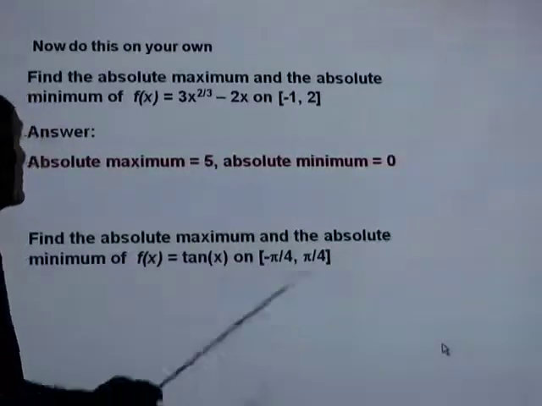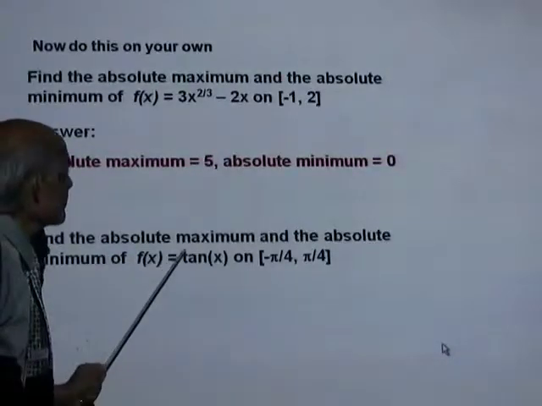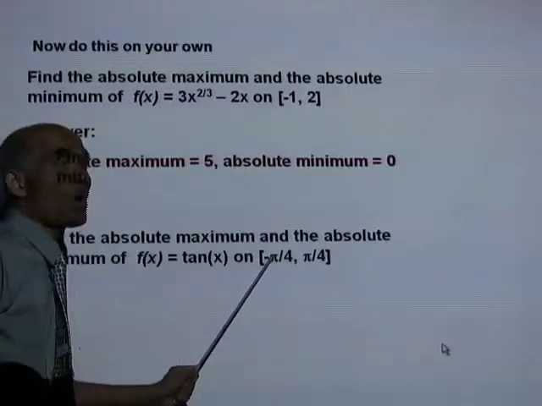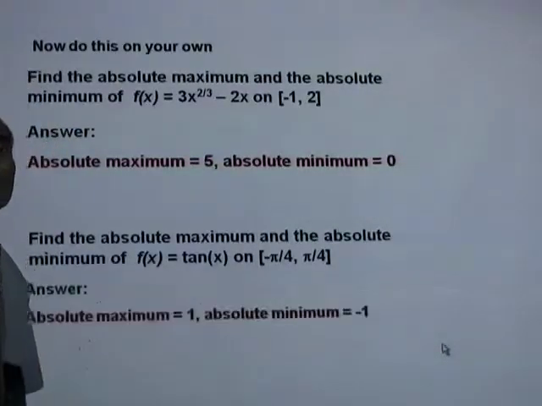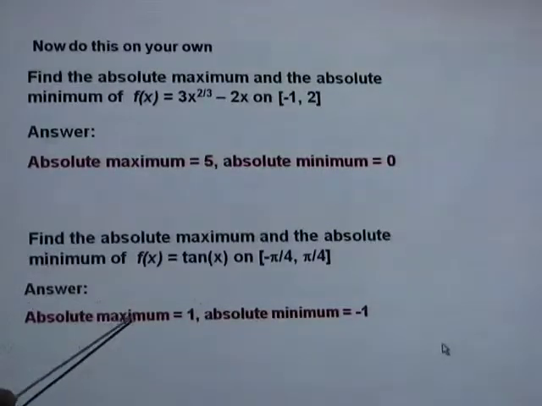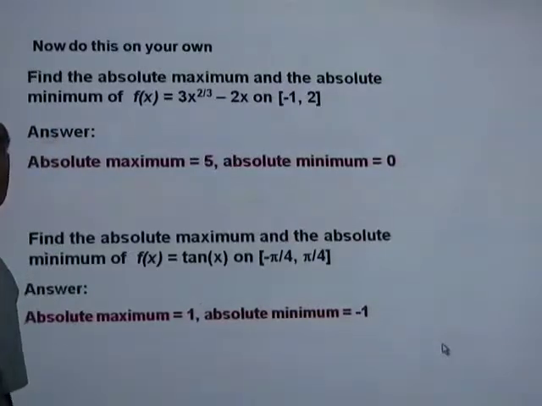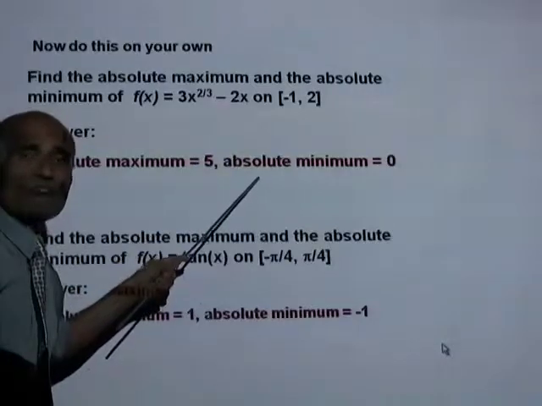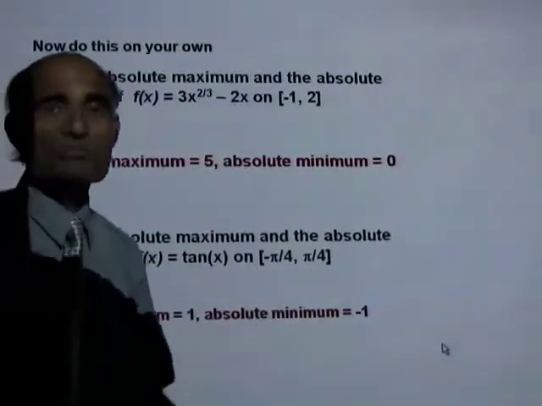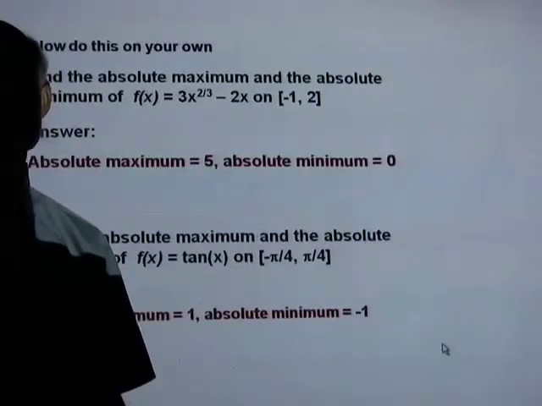All right, if you have done this, then try another one. Find the absolute maximum and the absolute minimum of f of x equal to tan x on negative pi by 4 to pi by 4. And the answer is absolute maximum is 1, absolute minimum is -1. You must do this and also try the graph and make sure that you understand the behavior of the function on the given interval.